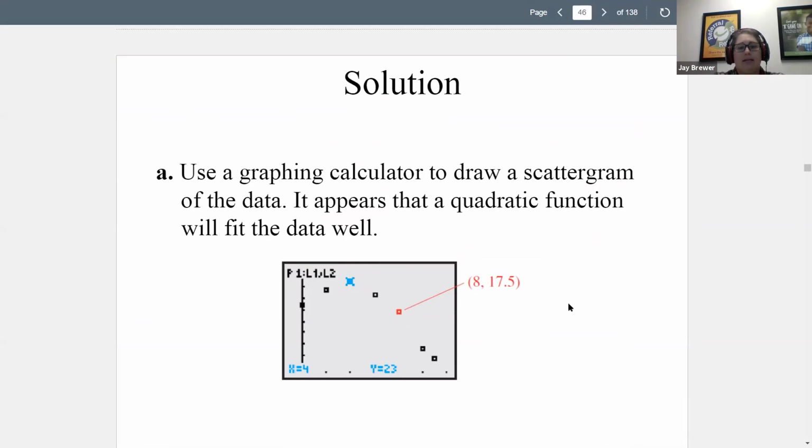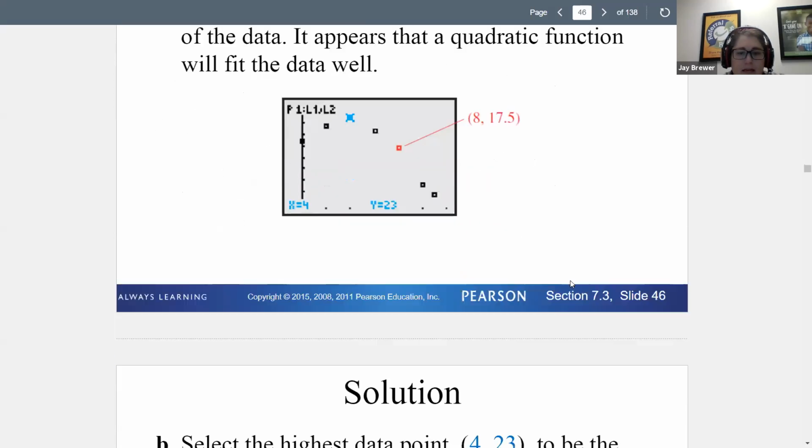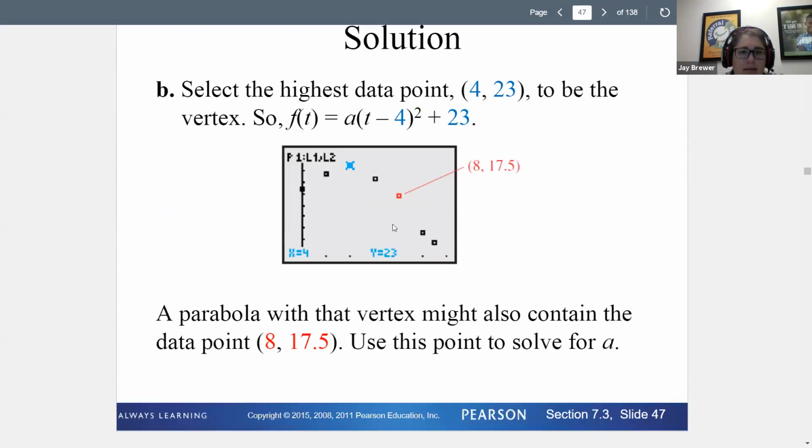So basically what they decided to do is they put it in, and then they noticed, well, this 8 and 17.5 is kind of nice. It falls in line with the data points. So they select the highest data point, which is 423, to be the vertex, which makes sense, right? You can see even with the data you're given that you were going up, and then you hit the highest point, and then you're starting to come back down. So it says a parabola with the vertex might also contain the data point 8 and 17.5.